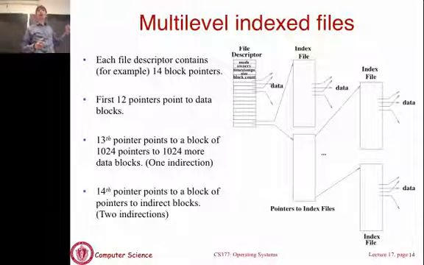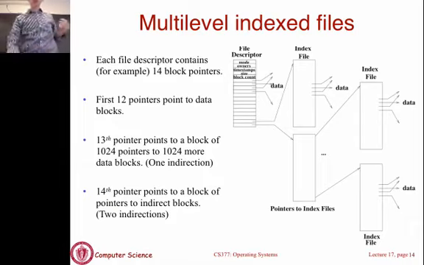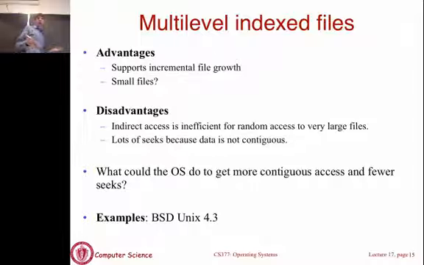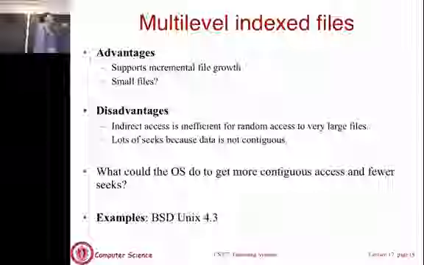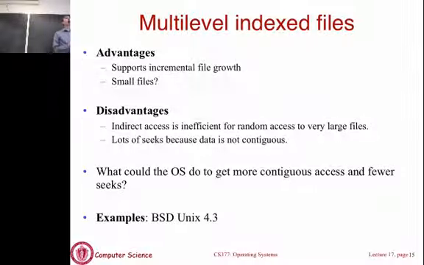Any other questions on multi-level indexes? Okay. So, advantages here. Obviously, we're supporting incremental file growth, and we can do that only allocating those index files as we actually need them. So a small file is going to be very nice and compact. We can support a large file with only a little bit of a performance penalty. We already said this approach is optimized for small files.